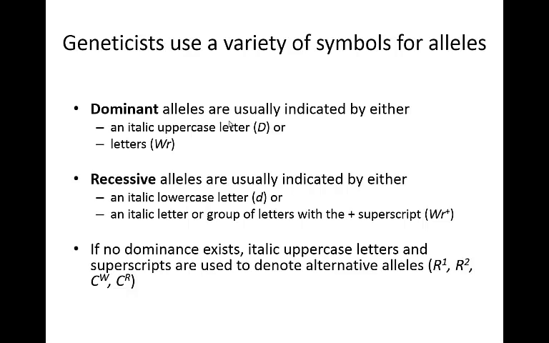There are some cases where no dominance is going to exist. There's just different versions or alternative alleles. In that case, you're going to have italic uppercase letters or superscripts. In this case it's numbers, in this case it's letters, just to denote what the alternative alleles might be.